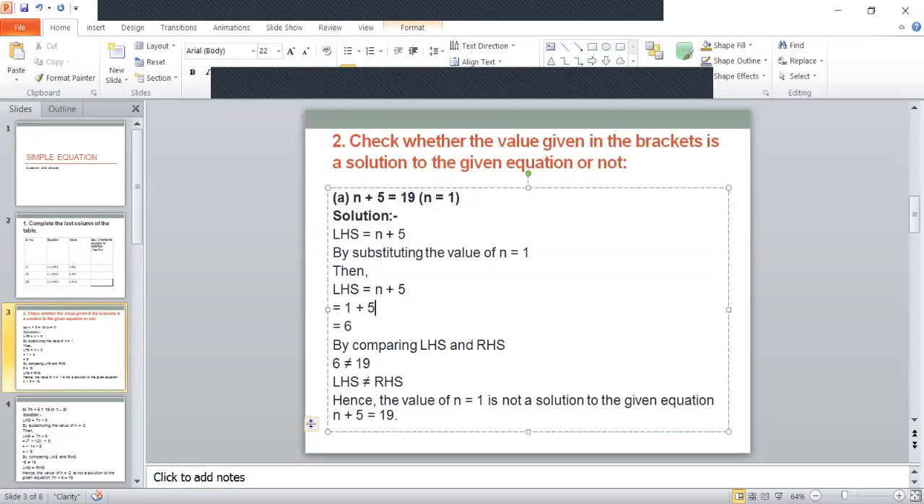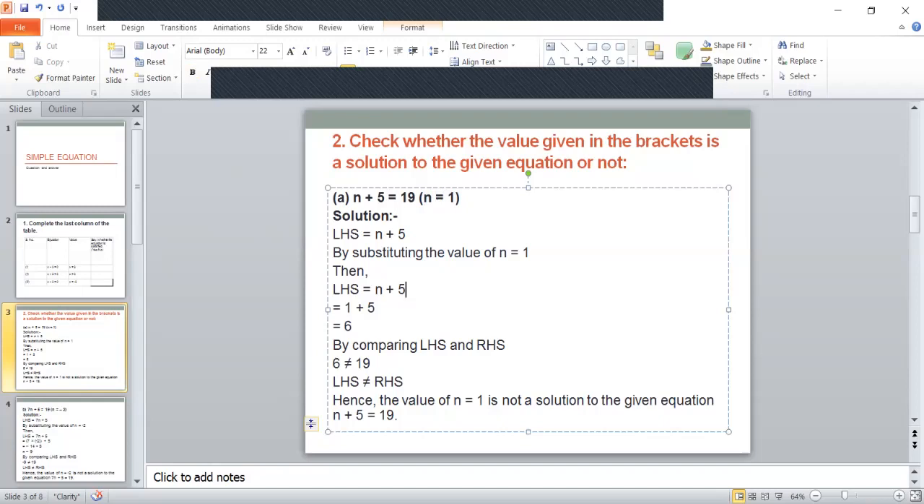What is the LHS side here? The LHS side is n plus 5. Here it is given that n is equal to 1. By substituting the value n is equal to 1. Substituting means putting the value n is equal to 1 in the equation. So we can easily call it substituting.